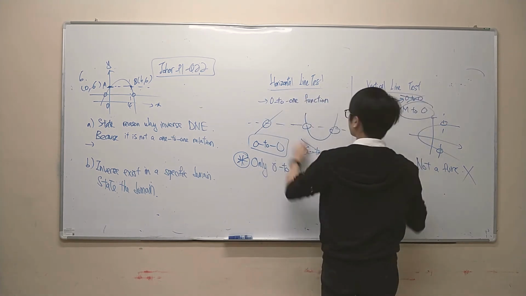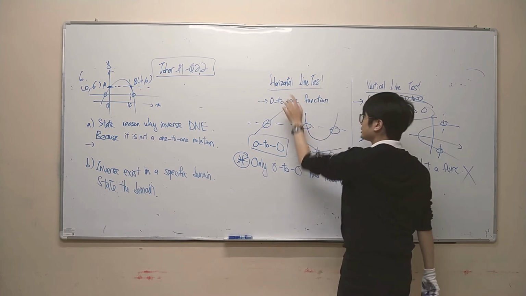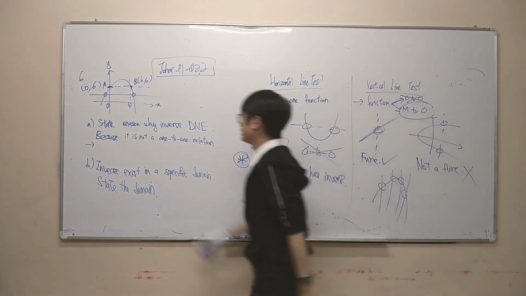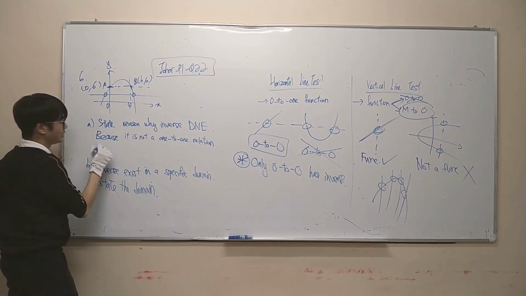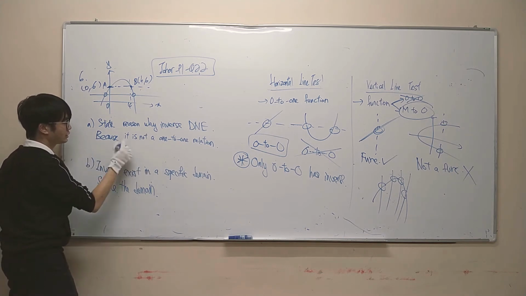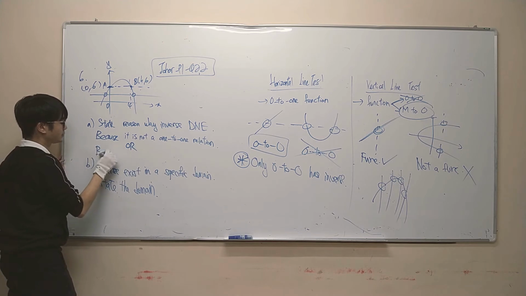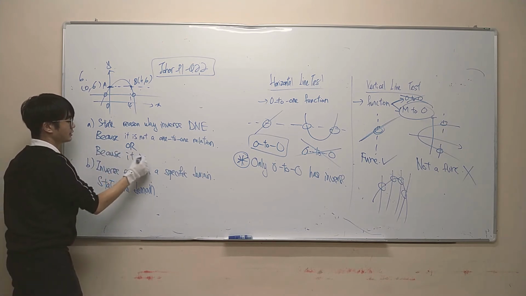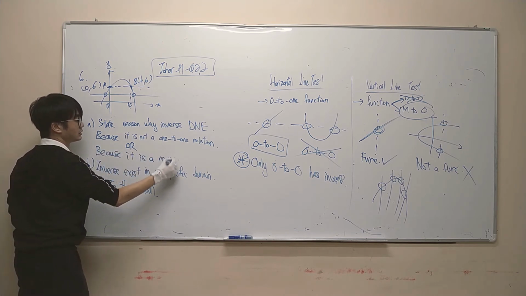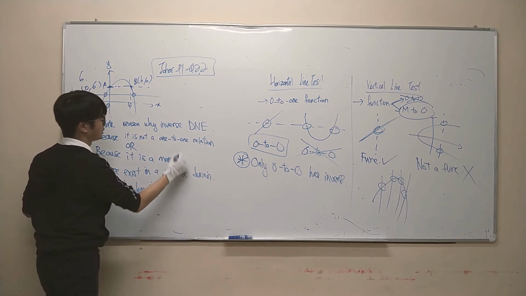No, because you already conduct the horizontal line test. And you know it's not a 1 to 1, so it's a many to 1. So because it is not a 1 to 1 relation, or you can also write because it is a many to 1 relation. Yeah, many to 1 relation.